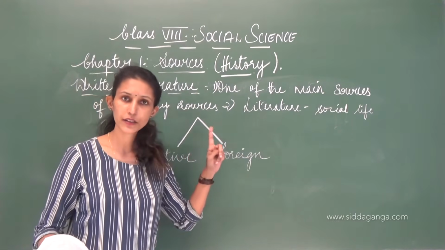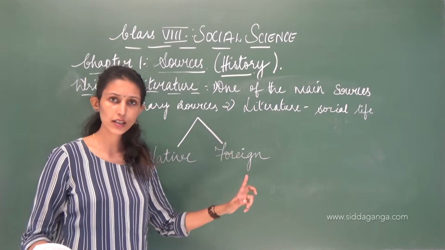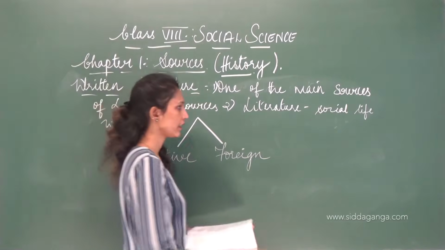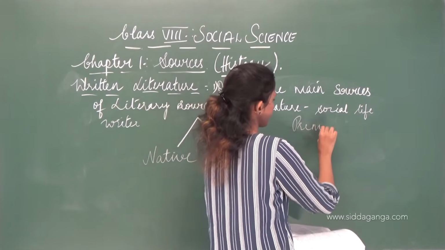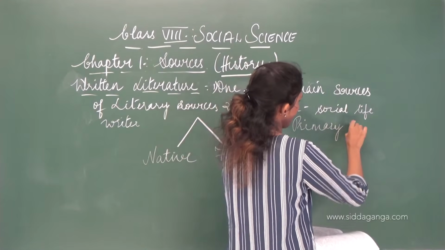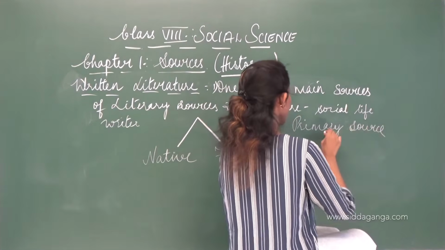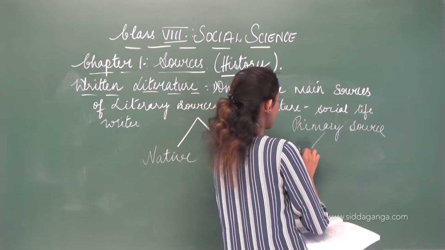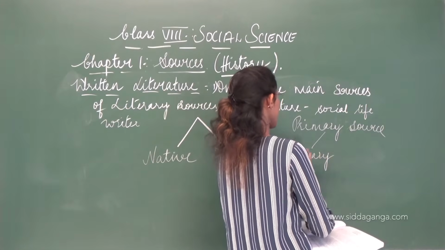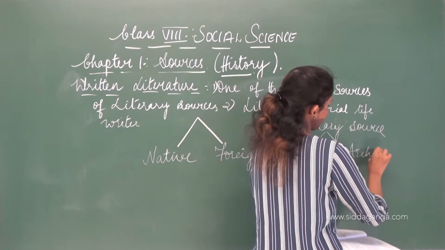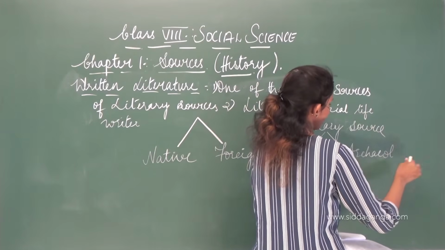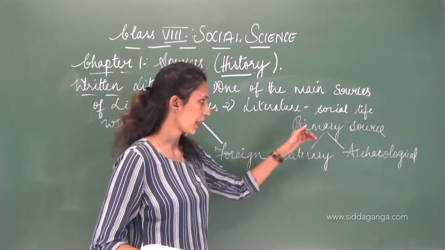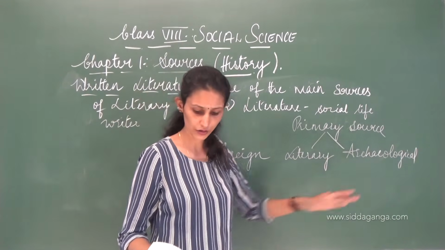Literary sources were divided into written and oral. First is primary source, okay? Understand it like this. Primary source was being divided into literary and archaeological. Okay, did you get this much? Primary was divided into literary and archaeological, alright.